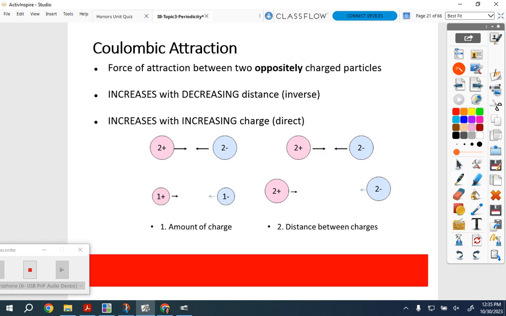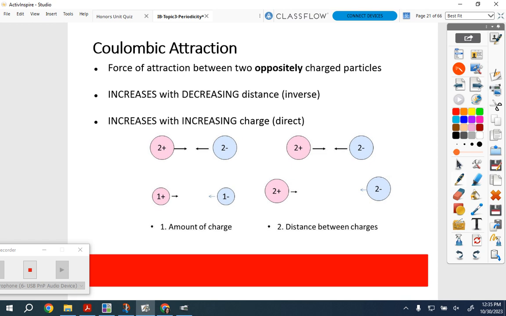So those are two of the things that are really going to affect those interactions between the protons and the electrons, and that's going to affect things like the size of the atom, because the size of the atom is dictated by how far away the electrons are from the nucleus, right?